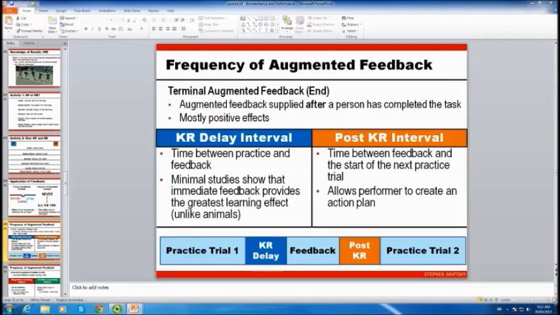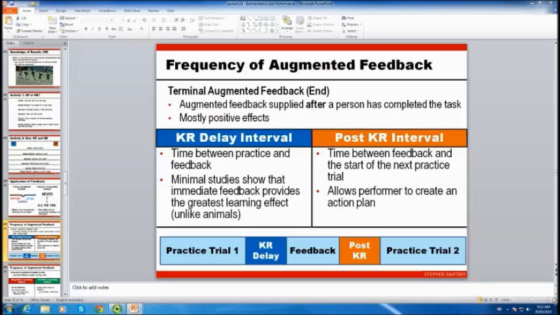If I get someone to practice something, let's say a baseball strike, they finish, I'm going to give them some feedback and they're going to do it again. That's what that looks like. Hit it once, I give them feedback and they do it again. The KR delay is this: between when they finish and when I speak to them. So how long is that? And the post-KR is once I've given them feedback, how long until they go and do it again?